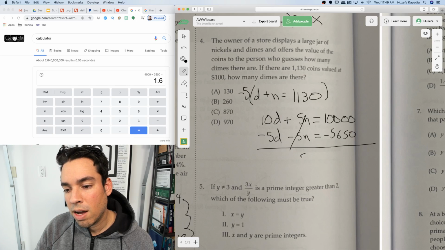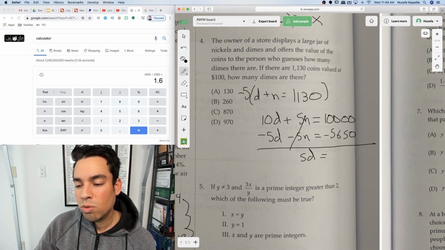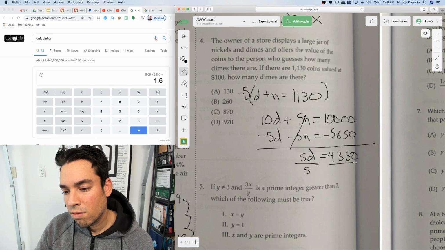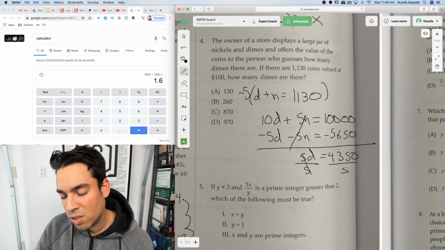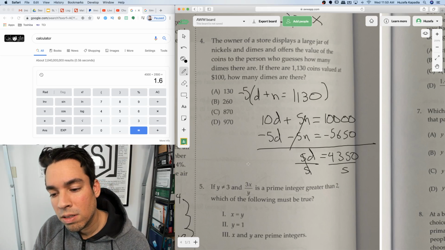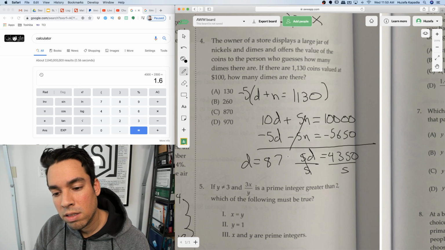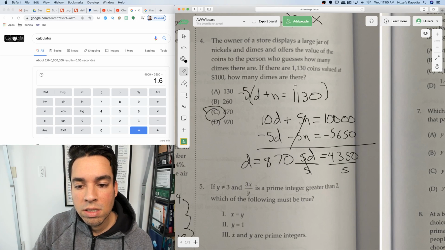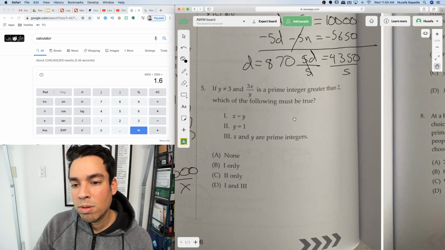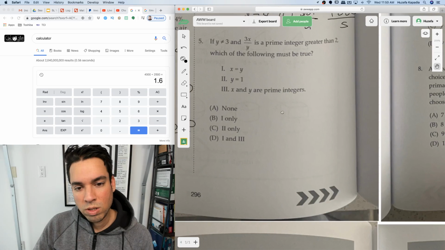And I get 5D equals 4,350 divided by 5. I just made a post on Instagram about this. Dividing by 5, you divide by 10, so it's 435, and then double it, and it's 870. D times n equals 870. Boom. See, it's kind of nice when you, instead of using x and y, use d and n. So I don't have to go back and be like, hey, what does x relate to? What does y relate to?